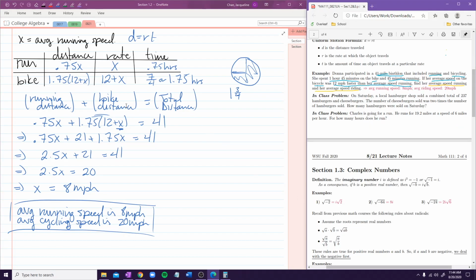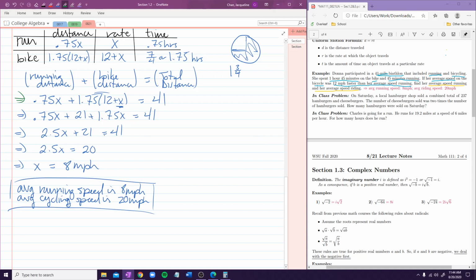Before we go on to section 1.3, I did forget to mention, how do we know if this is correct? So what are you going to do? You're going to take your x, and you're going to see, does it satisfy this equation? Right, so let's go ahead. I'll do this on this side. So we're letting x equal 8. Okay, so we have 0.75 times 8 plus 1.75 times 12 plus 8. Is this equal to 41?